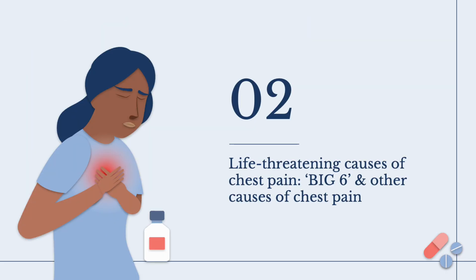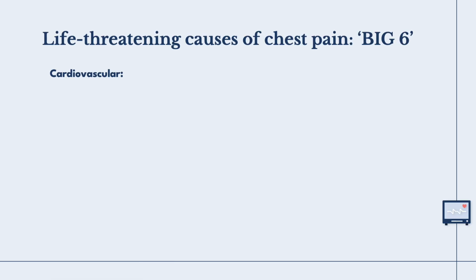Okay, so now we'll talk about the big 6 causes of chest pain. So the most important life-threatening causes of chest pain. So what are they? Cardiovascular, acute coronary syndrome, so cardiac arrest, STEMI, non-STEMI, unstable angina that could progress to STEMI. But again, in clinical, you may hear type 1 versus type 2.